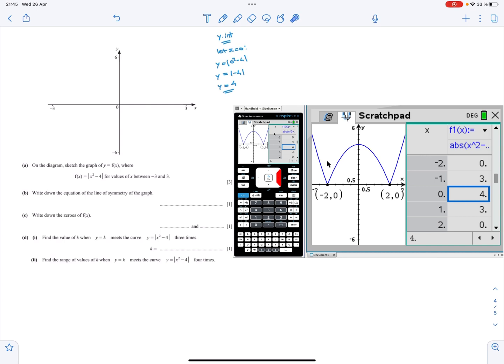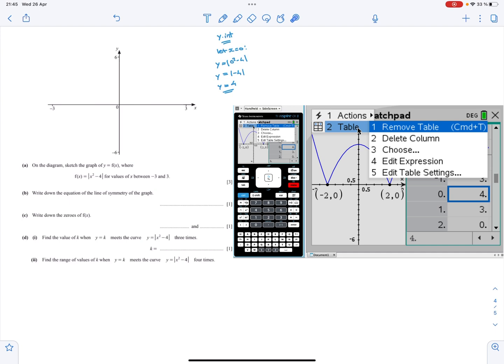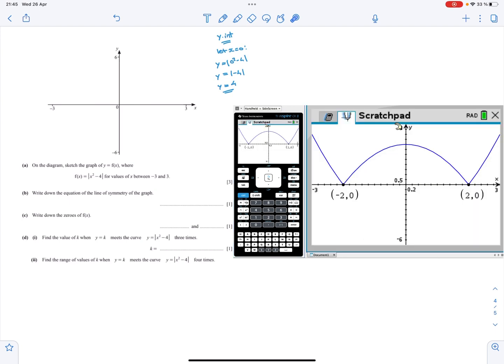Now I'm going to get rid of that table. So I click on Menu, Table, and I'll just click on Remove Table. There we go. Okay. At this stage, I have all the information I need, really. And so I'm quite comfortable in sketching this graph. And to do that, let's see. I start at negative 3. And actually, I'll tell you what I could do. I could be really rigorous here. Let's come up with a method to make sure they cannot not award you full marks.